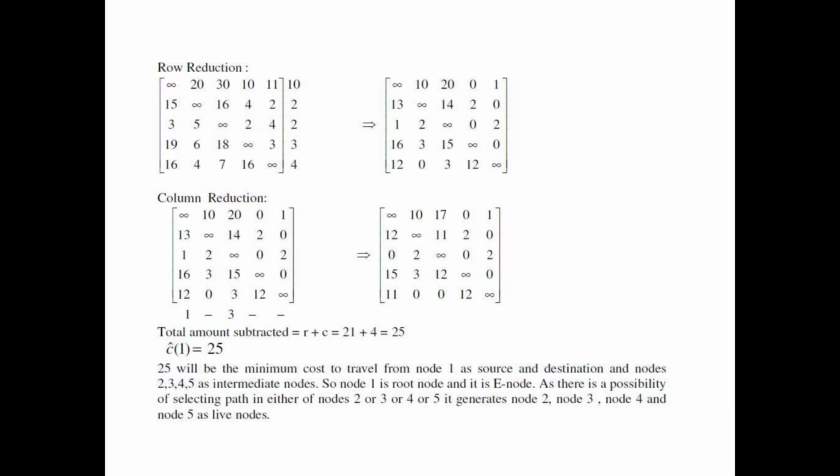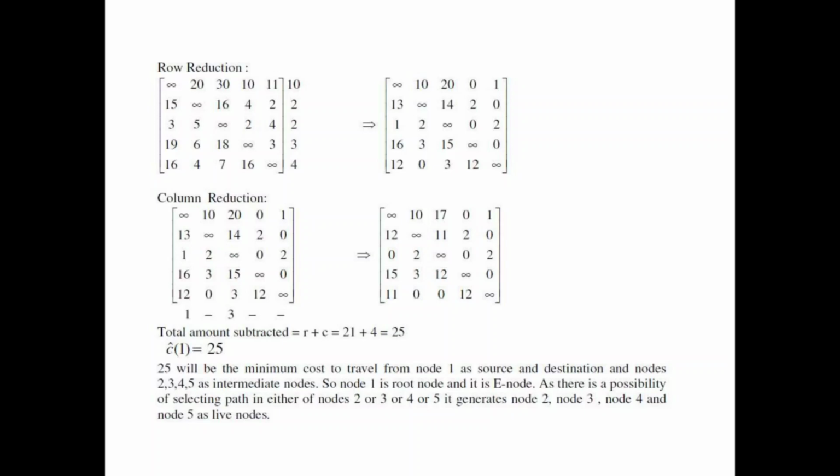Next, in the second row you can see no zeros are there. The least value is 2. We have to subtract 2 in the second row. Next, the third row is also not having a 0. The least value in the row is 2. We have to subtract 2.